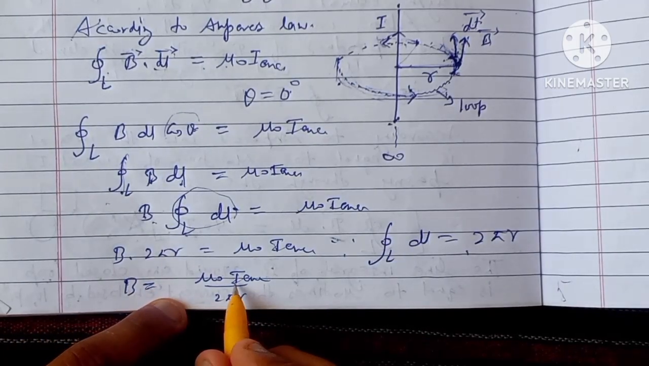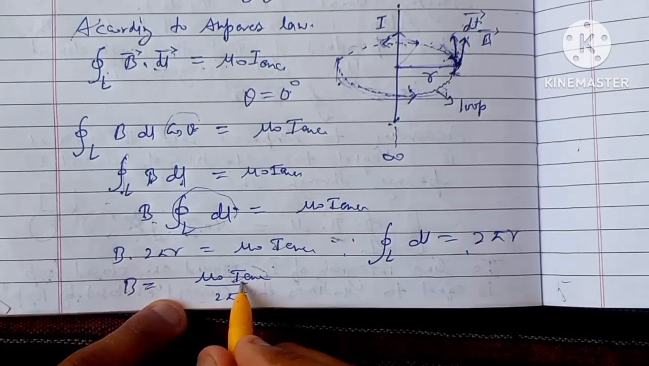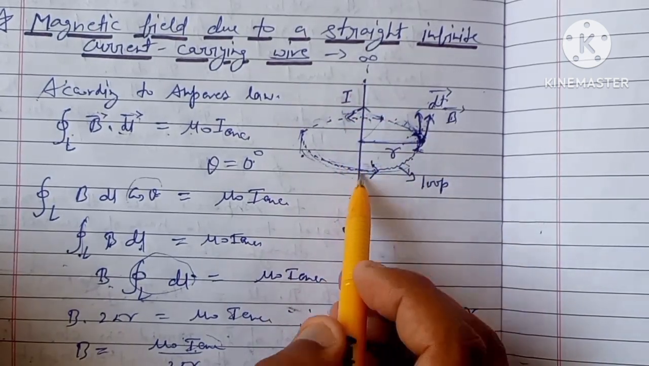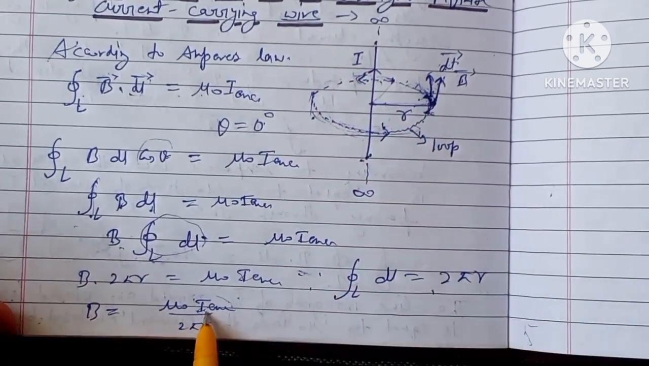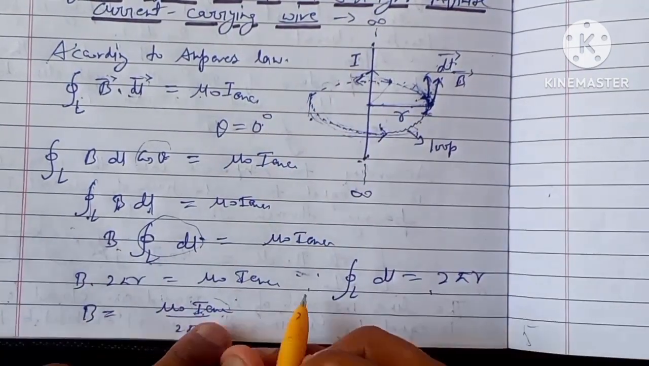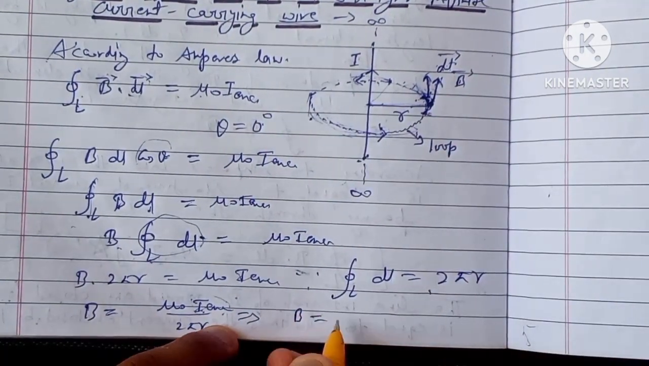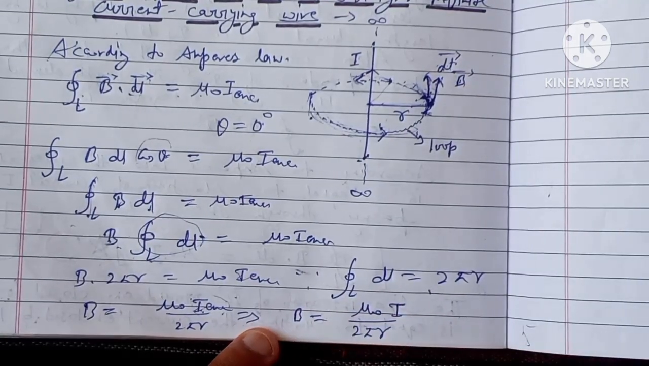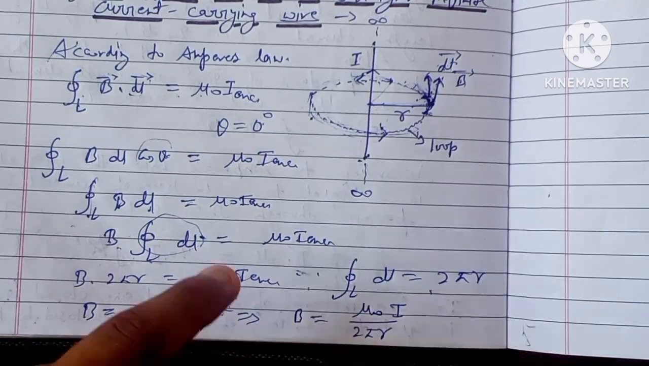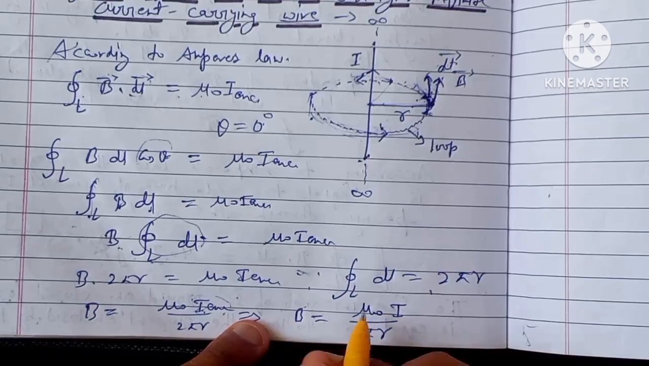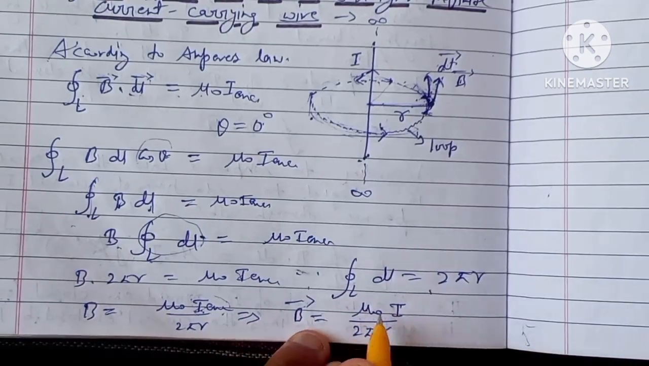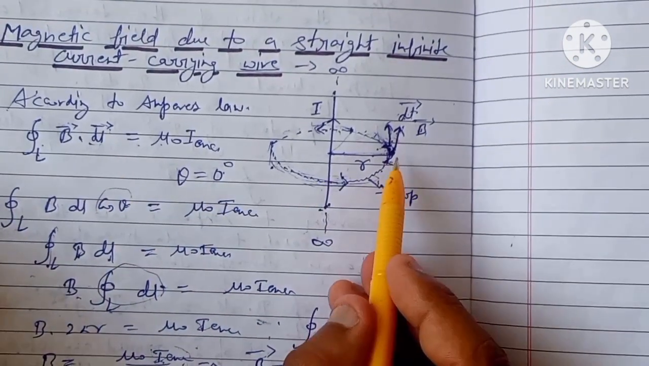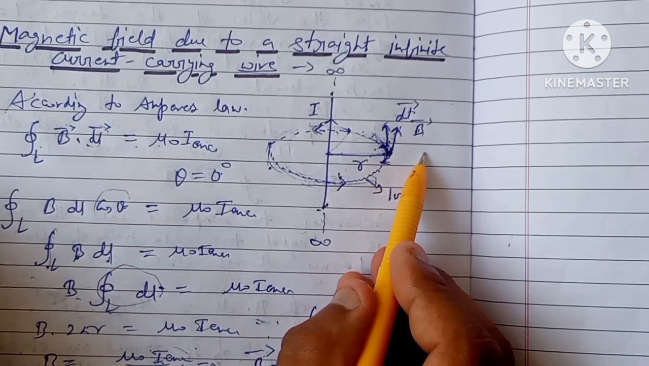Now here I am talking about I enclosed, the current which is passing through this loop. From the diagram we can clearly see that the current I is passing through the loop. So in place of I enclosed, I will write I. So my final expression for the magnetic field will be B equal to mu naught I divided by 2 pi r. If I want to represent this in vector notation, then B vector is equal to mu naught I divided by 2 pi r in the r cap direction. r cap means it could be radially outward or radially inward.